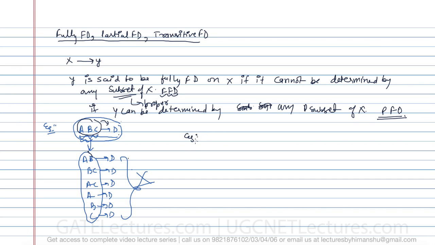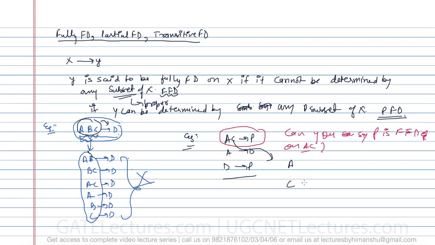Now let us take this example. We have AC determines P, and A determines D, and D determines P. Now if you check the first functional dependency, AC determines P, here can you say P is fully functionally dependent on AC? How will you check? Take the subsets of AC. What are the subsets of AC which are possible? The subsets are A and C.